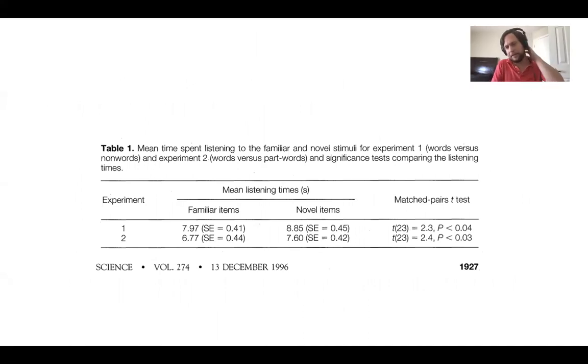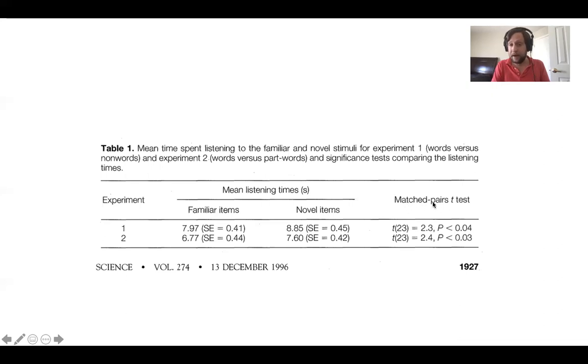So the dependent variable here is the amount of time looking at the two different types of words. There were familiar items, those are the words, and then there were the novel items, those would be the non-words. And as you can see here, they spent on average in experiment 1, for instance, 8.85 seconds looking in the direction of the novel words when they're being produced during the test trials, and 7.97 seconds at the familiar items, that is the words, during the test trial. So 8.85 is bigger than 7.97, and those differences were significant with this t-test, which was a within subjects t-test.